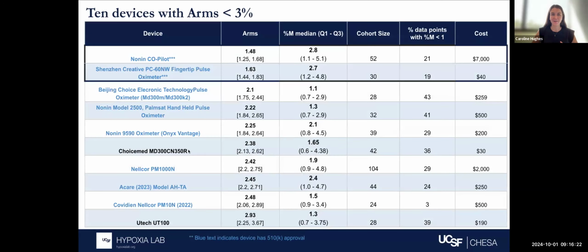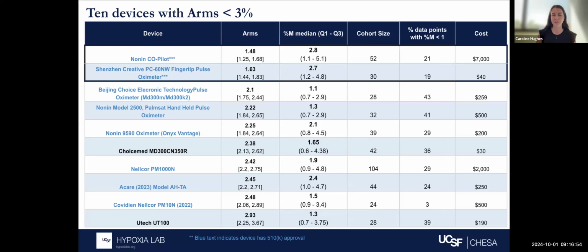Hello, everyone. I'm Caroline. So as Mike mentioned, we tested 21 devices in this cohort. Of those devices, I'd like to point out that 17 of them had FDA 510(k) approval. So we would have expected that those 17 devices would have met an ARMS of less than or equal to 3% because that is part of the 510(k) approval process. What you will see here is that of our 21 devices, we had 10 devices that met an ARMS of less than or equal to 3% with our testing.